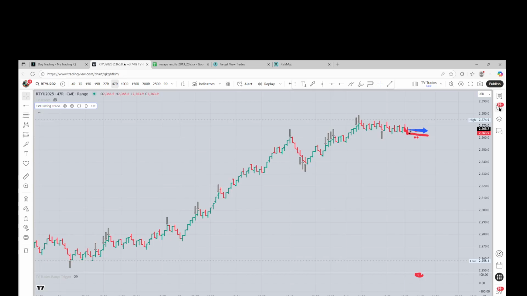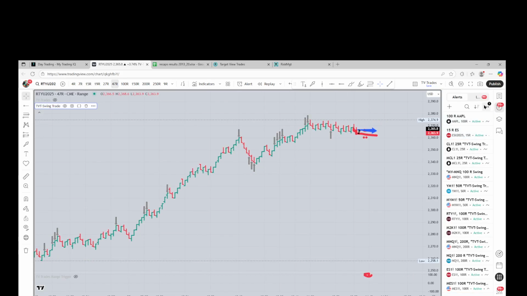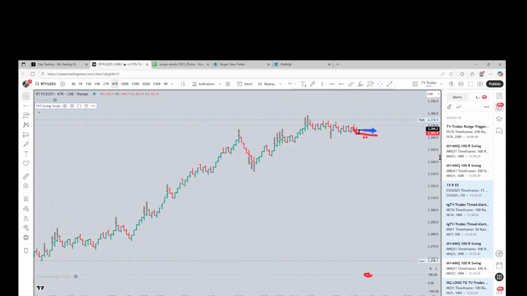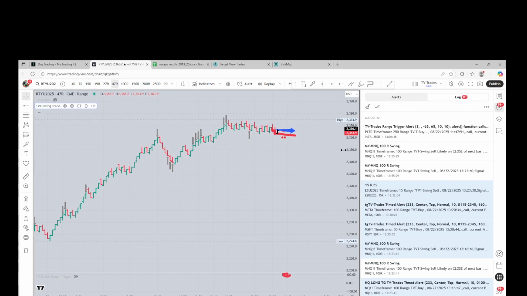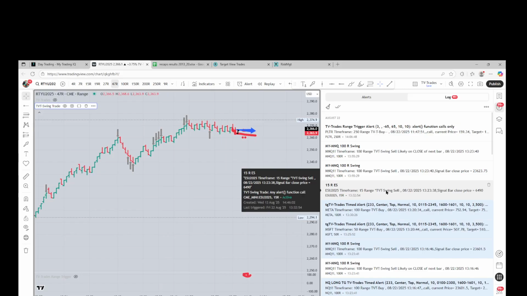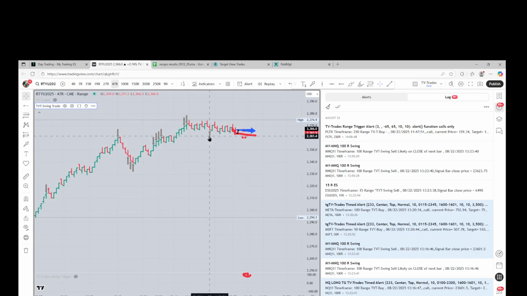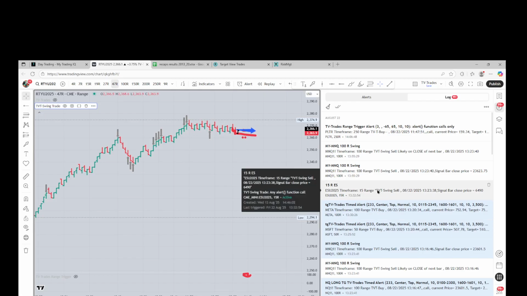Okay, over here right now, if I look at these right here, the actual alerts that I have triggering, they start with an asterisk. The ones that trigger off of the swing trade stuff start with an asterisk like that. TBT swing sell.